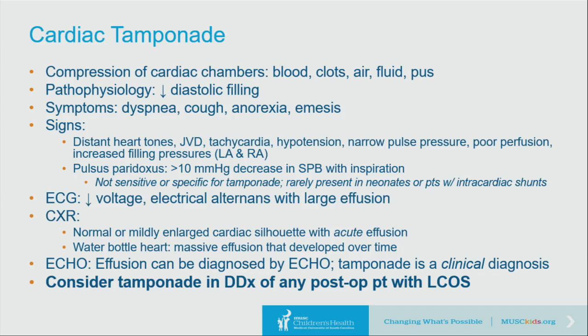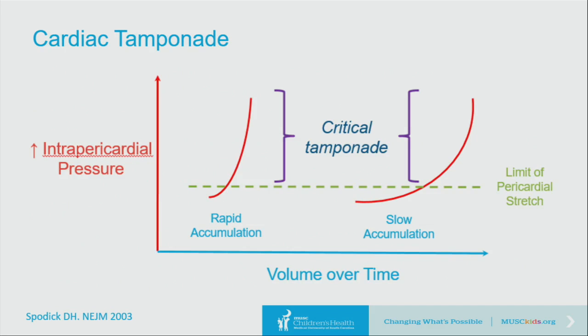And certainly tamponade should be considered in the differential diagnosis of any patient you're evaluating with a low cardiac output syndrome after cardiac surgery. So this figure depicts the relationship between the accumulation of volume over time on the x-axis and the intrapericardial pressure on the y-axis. And as you can see, if there's a rapid accumulation of fluid over a short period of time, it takes a very small amount of volume to cause tamponade physiology.